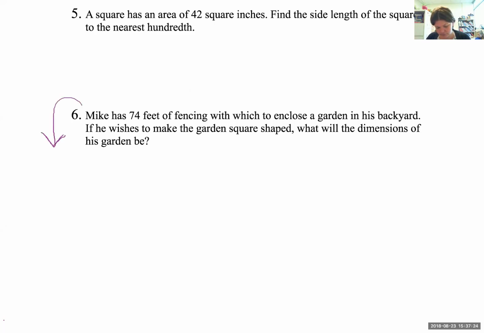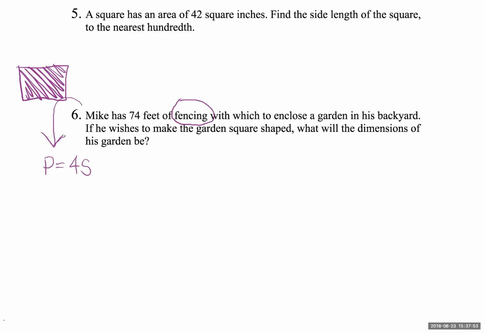P equals 4S. So you chose a perimeter formula. Tell me what evidence you saw in the problem that told you, yes, I should use a perimeter formula. Fencing. Yeah, we put our fence around the outside of a shape, around its perimeter. We don't put our fence over our garden. That would look ridiculous. Any other obvious signs that this was perimeter, this 74? Enclose. Yeah, enclose means to go around.